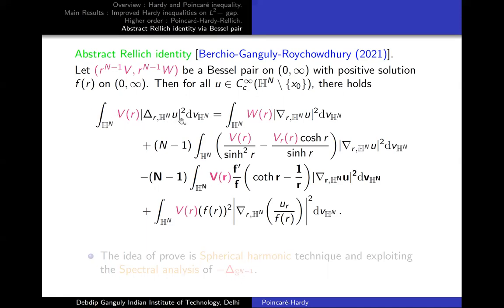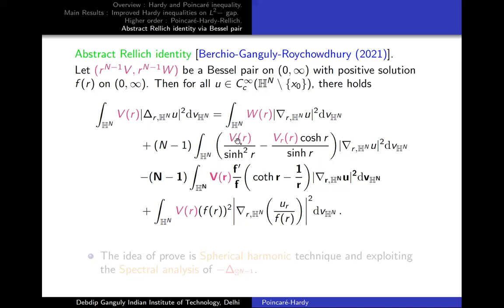This type of estimate, this type of comparison is always there. In fact, this is even a better inequality we have proved with this. Not even an inequality, we have proved it is an equality. Not even an inequality, we have proved an identity. We have proved a Bessel pair identity for the Rellich inequality.